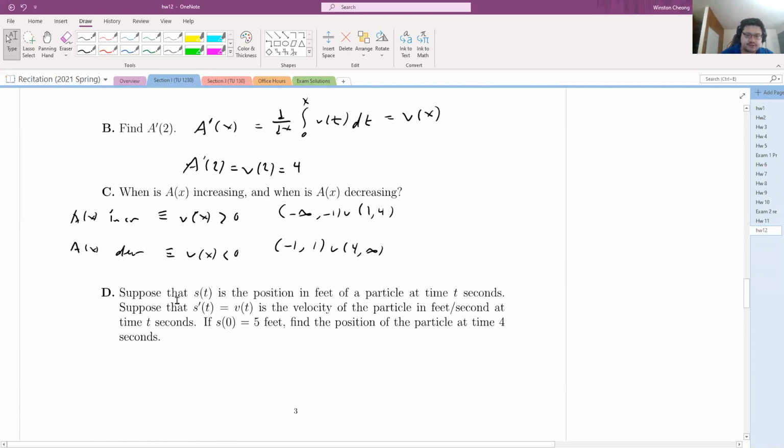Now for D, suppose that S is the position, suppose that S prime is v. So that's really saying that S is kind of just this A function that we've been working with. But all right, let's see. S of 0 is 5. Find the position of the particle at time 4 seconds.